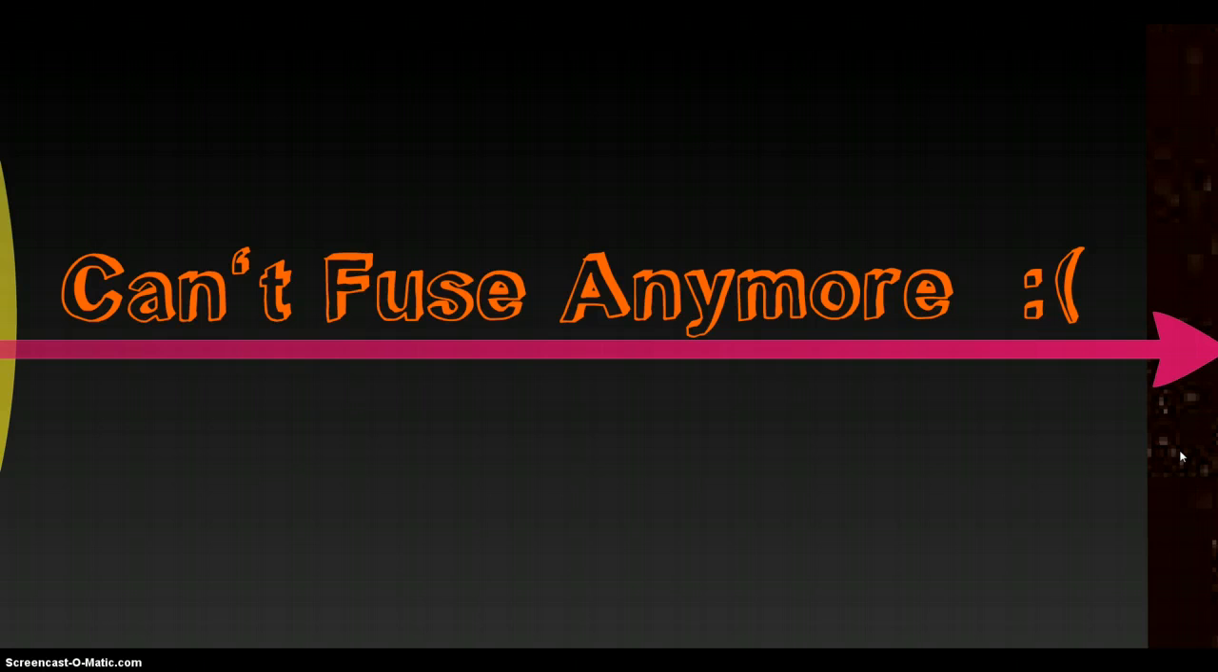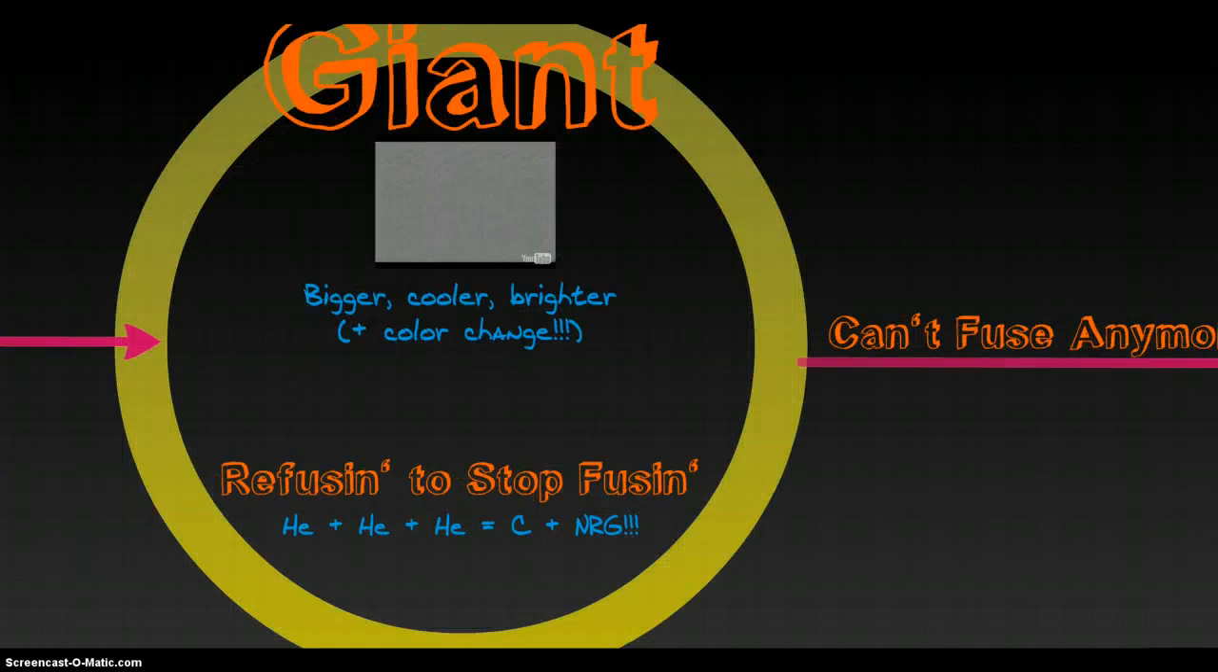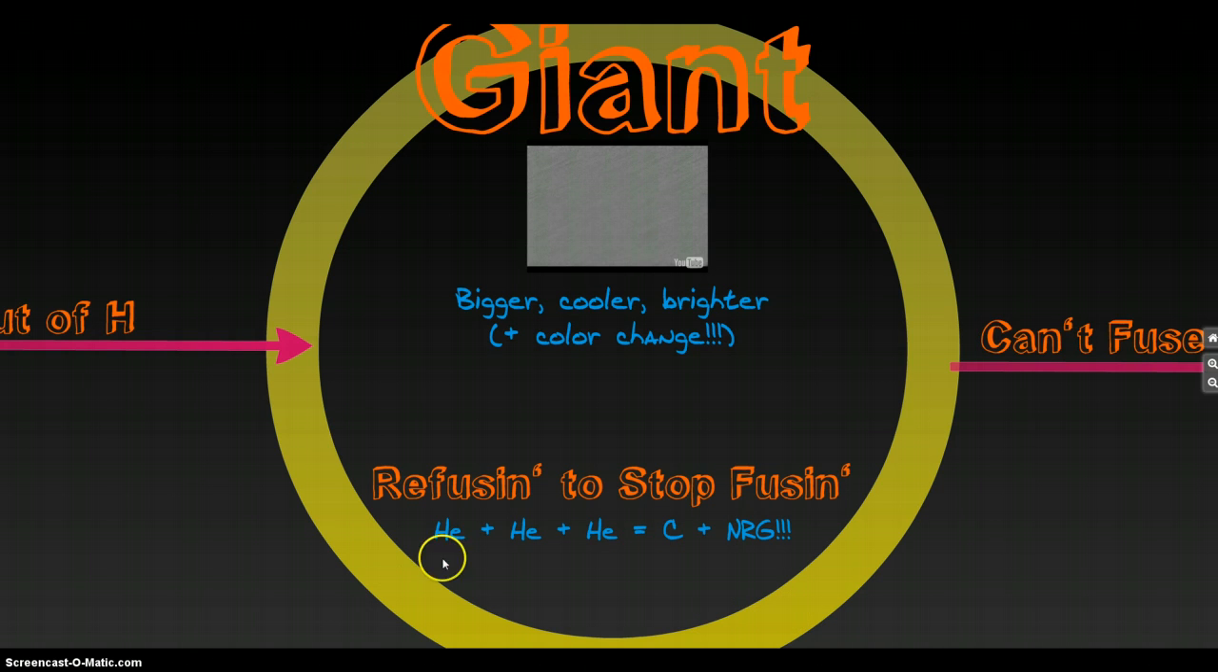So, what happens next? Once it runs out of helium, the star cannot fuse anymore. Now you might say to yourself, oh, Mr. Rogers, why doesn't it just use the carbon? It did that with the helium, after all. Just use the carbon, jam the carbon atoms together, and you can stay alive even longer.